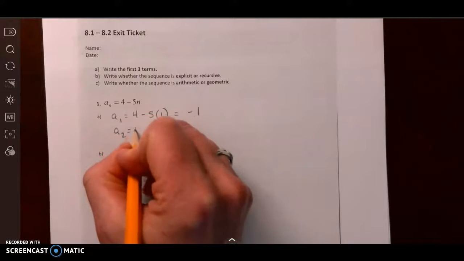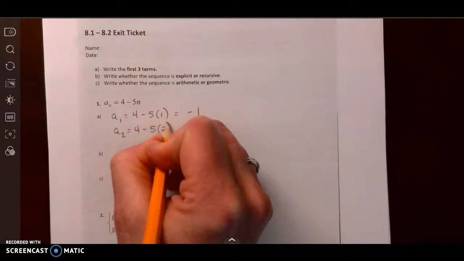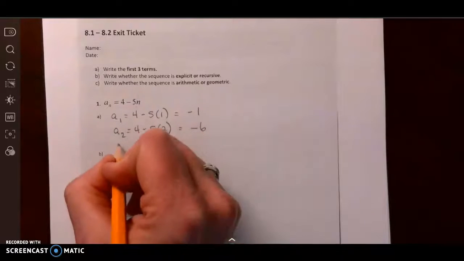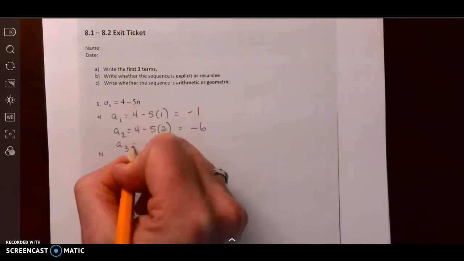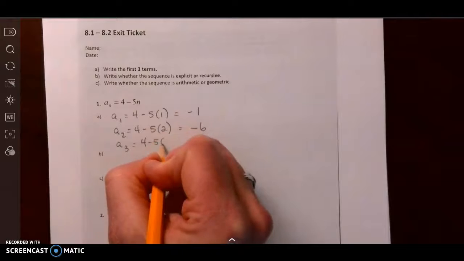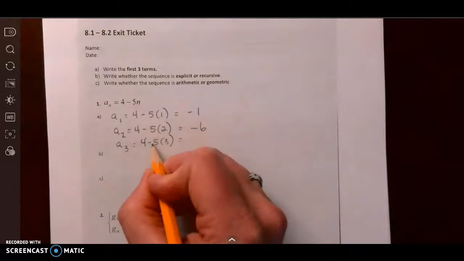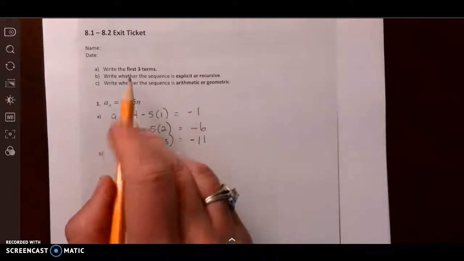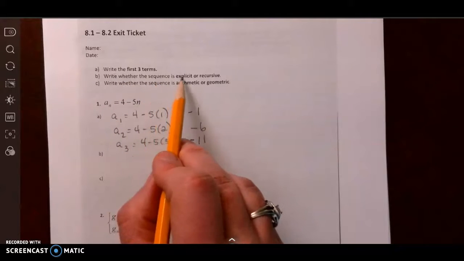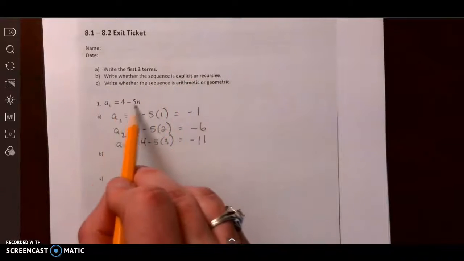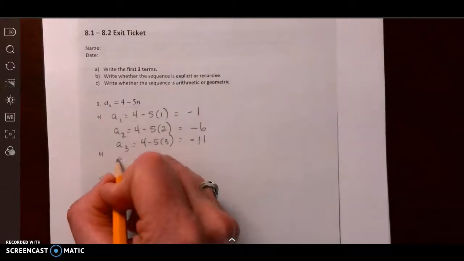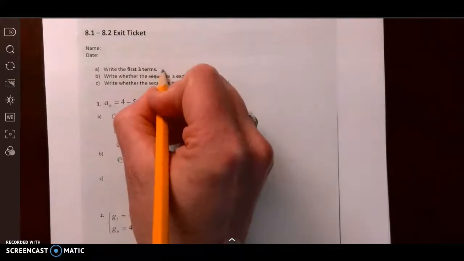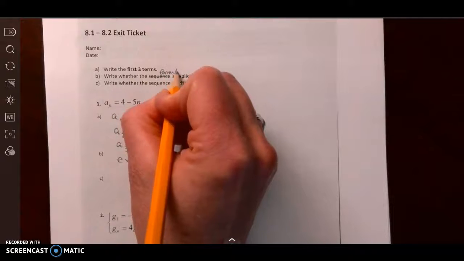A sub 2 would be 4 minus 5 times 2. 4 minus 10, that's negative 6. A sub 3 is 4 minus 5 times 3. 4 minus 15 is negative 11. Right? Whether the sequence is explicit or recursive, well, I think I already said that. This is an explicit formula. I really should have said formula, not sequence.